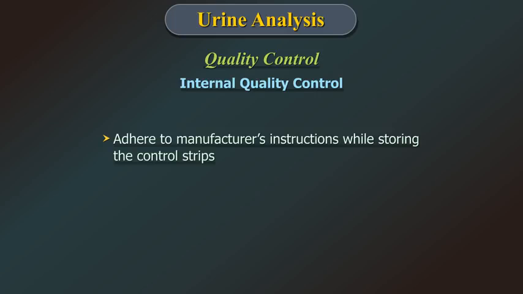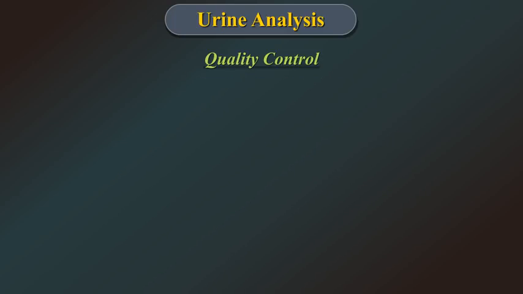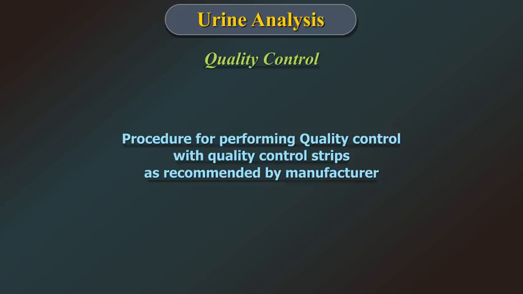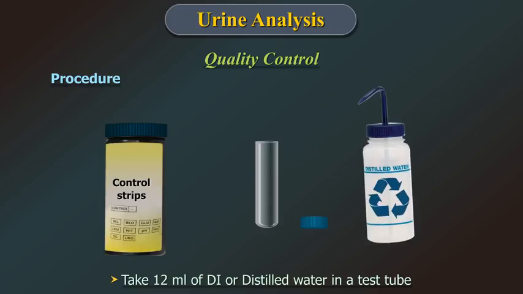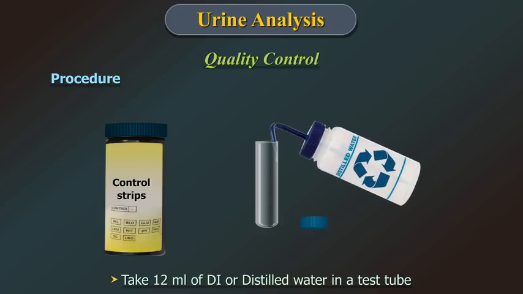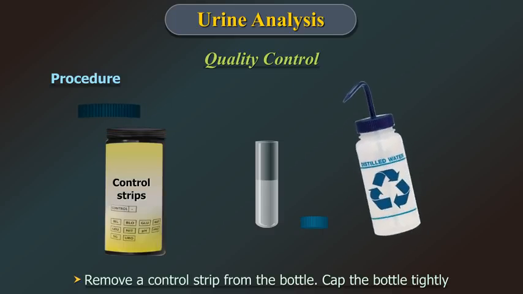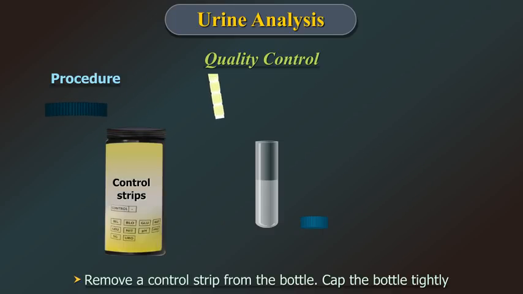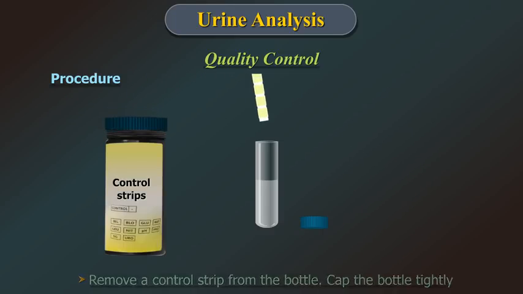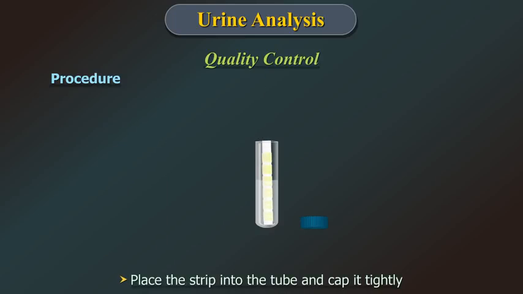Adhere to manufacturer's instruction while storing the control strips. Procedure for performing quality control with quality control strips, as recommended by the manufacturer. Take 12 ml of distilled water or deionized water in a test tube. Remove a control strip from the bottle and cap the bottle tightly. Place the strip into the tube and cap it tightly.